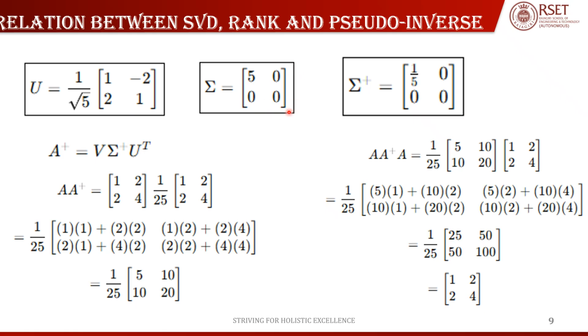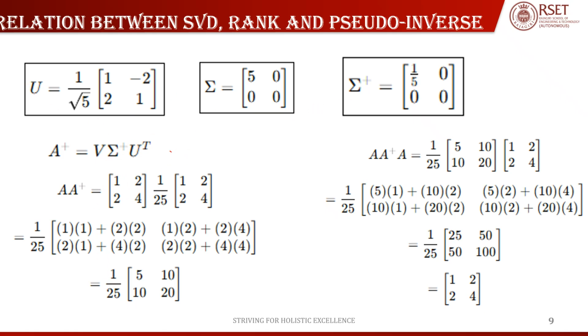And so the rank of A was 1, right? So you will just take only the first eigenvalue, and then the remaining will be 0. So your sigma plus will also have the same order, and this will be 1 by 5. Okay, now what was your A plus? It was V sigma plus U transpose. You can just verify that by multiplying. You will have to do that.